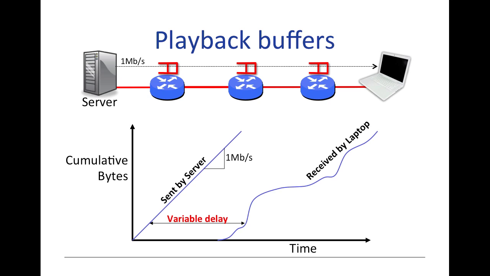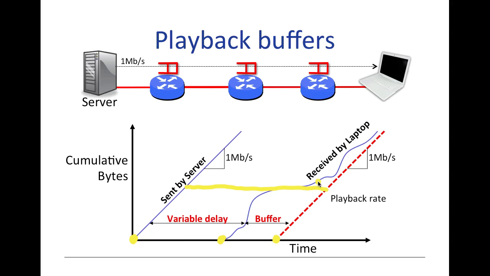Okay, so with all of those caveats, let's look at what the client actually needs to do to make all of this work. So this red line here shows the playback rate of the video to the user. What this tells us is that at this time here, it's playing back the first byte that was sent by the server, which is of course the first byte received by the receiver. So if at any point we take a horizontal line across here, it will tell us the time that a particular byte was sent, received, and then played back.